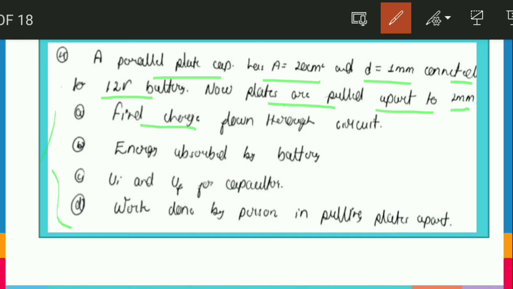First, find the charge flown through the circuit. Second, the energy absorbed by the battery. Third, U initial and U final for the capacitor, and the work done by the person pulling the plates apart. So let's find them one by one. First, the charge flown through the circuit. I think this part is easy.